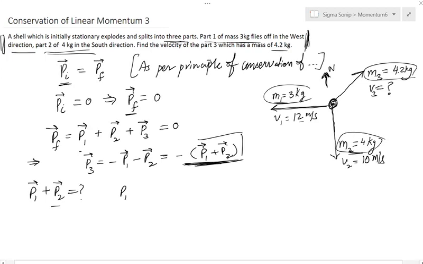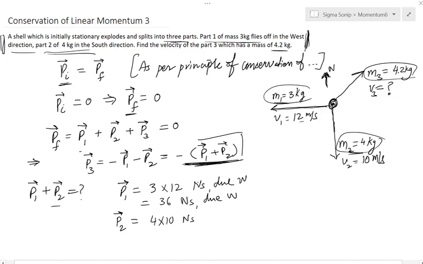So P1 is equal to 3 kilogram times 12 meter per second. That gives you, I'll write the unit, Newton second, and it is in the direction due west. So 12 times 3 is 36 Newton second due west, and likewise P2 is equal to 4 times 10 Newton second, which is equal to 40 Newton second, and it is due south.